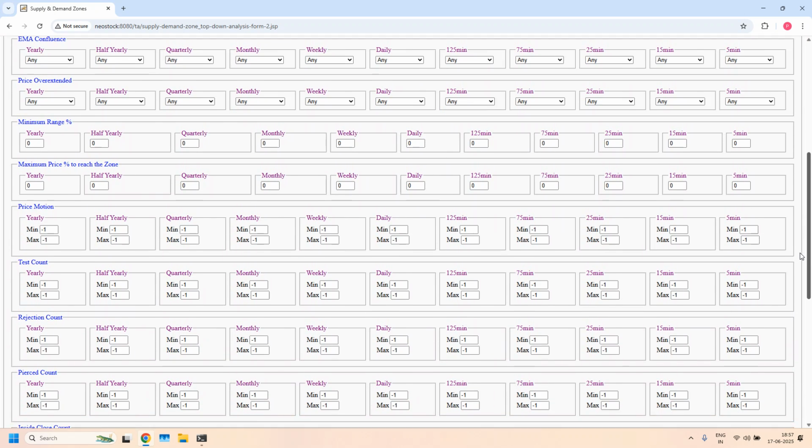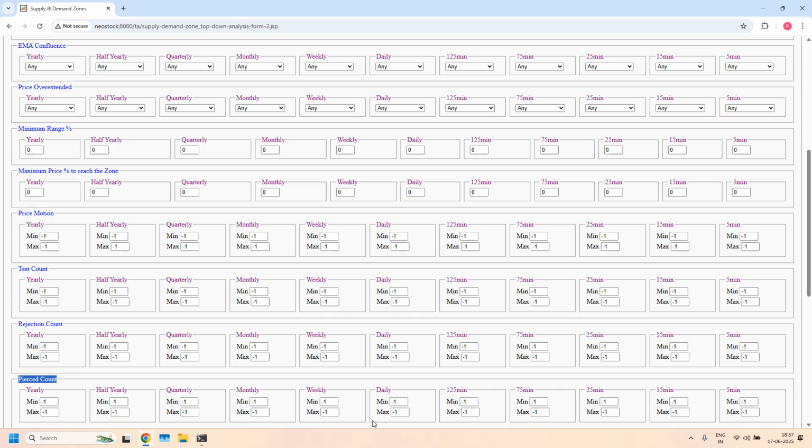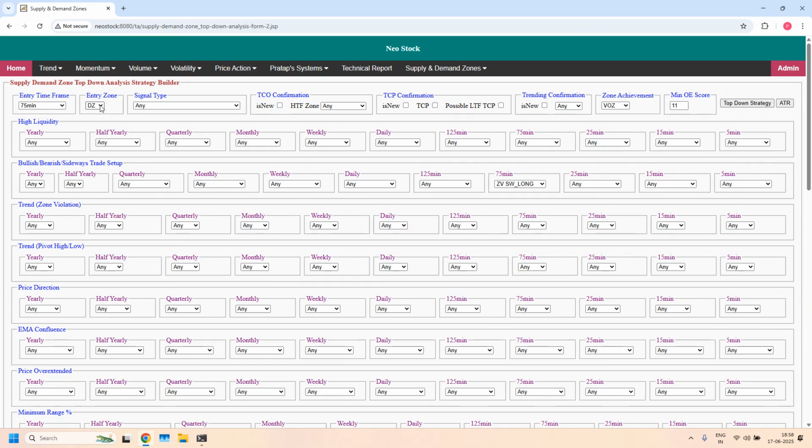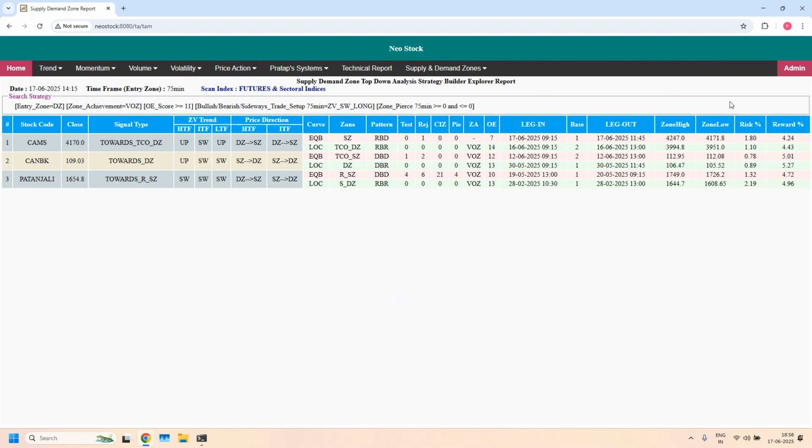So in the pierced count parameter at 75 minutes time frame, I am setting minimum value 0, maximum value 0. What does it mean? That means pierced count should be 0. Pierced count 0 means zone is not pierced. It is not a pierced zone. So that way all the three filters are applied to 75 minutes demand zone. Let's filter. We got three stocks. Sideways long trade setup for weekly income trade. And entry time frame zones are 75 minutes demand zones.